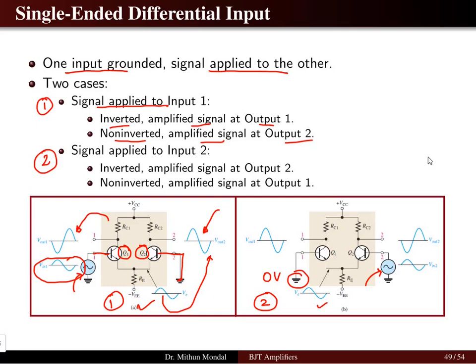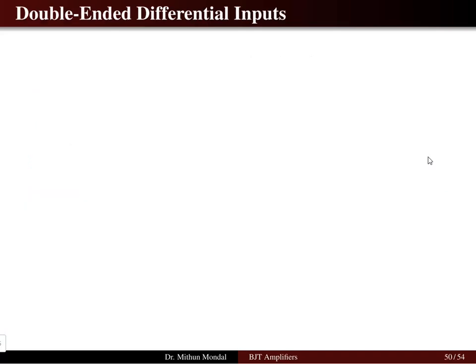In the second case, when we are applying the input at output 2, we get an inverted amplified signal. So this is what we have as the input. The output we are getting is inverted and amplified. And here in the first case, we get a non-inverted amplified signal at output 1. So this is single-ended differential input.